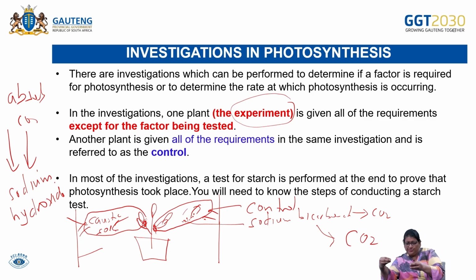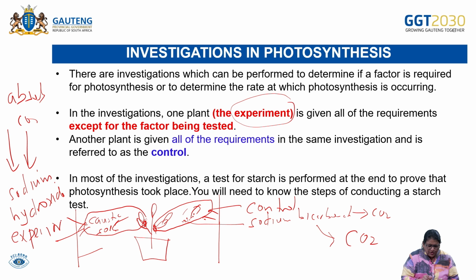Let's take these leaves and put them in a conical flask. Let's take those leaves and put them in a conical flask as well. Let's give these leaves sodium bicarbonate. Let's give these CO2. That's the carbon source. Caustic soda absorbs the CO2. This plant here does not have CO2.